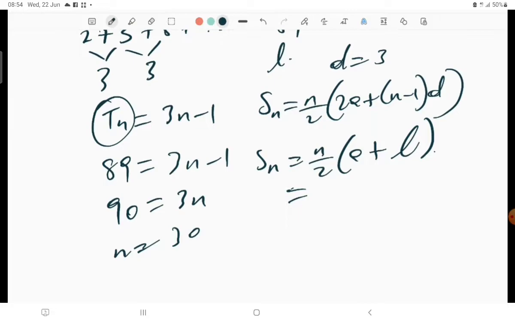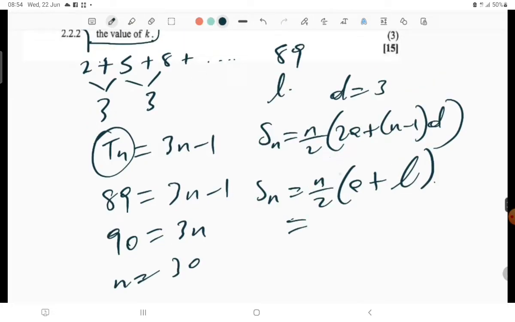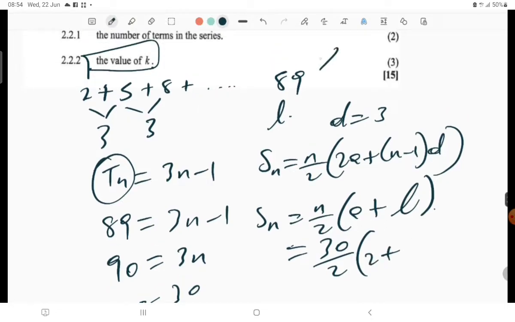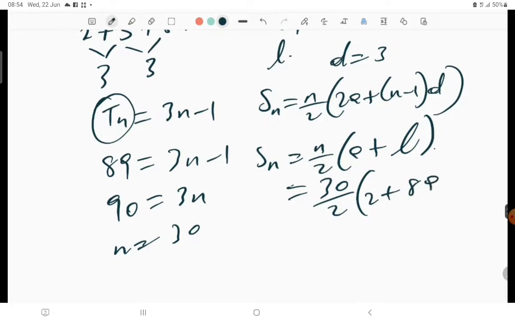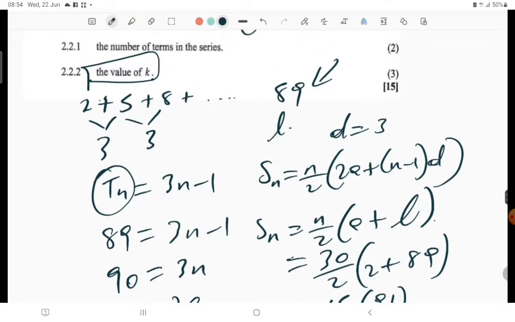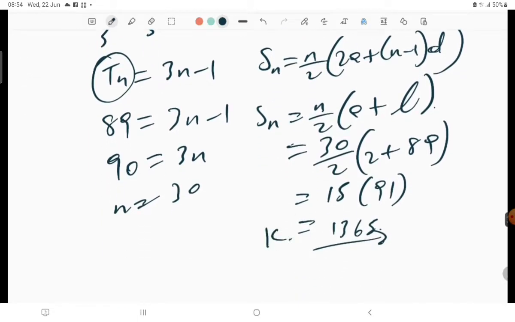So in the place of n is 30, we just calculated it. Then the value of a is 2, then the value of the last term is 89. Then this is what we have. Then we have 15 times 91. Therefore, punching this into a calculator, you will get 1365. So this is the sum, or this is the value of k there.